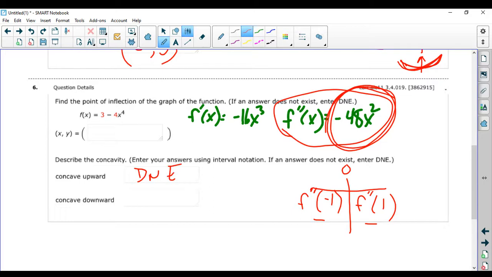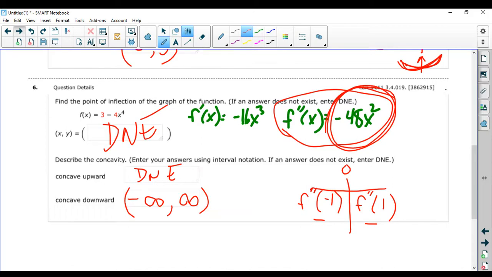It's concave down from -infinity to 0, and then from 0 to infinity. So it's concave down the whole way. That also means there's no point of inflection because it did not change concavity. So that's that question.